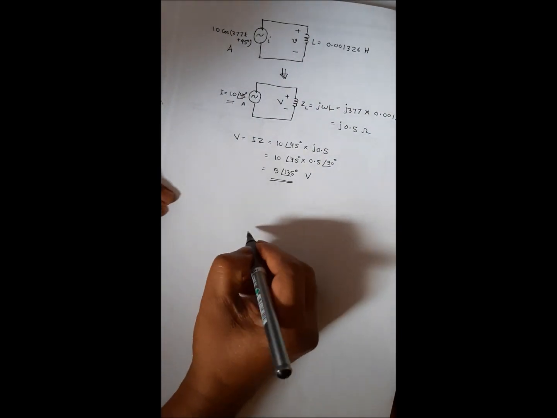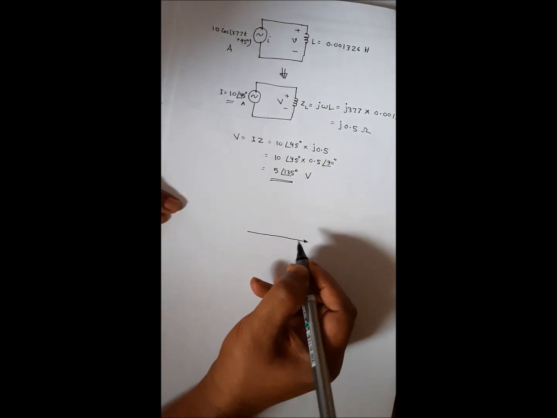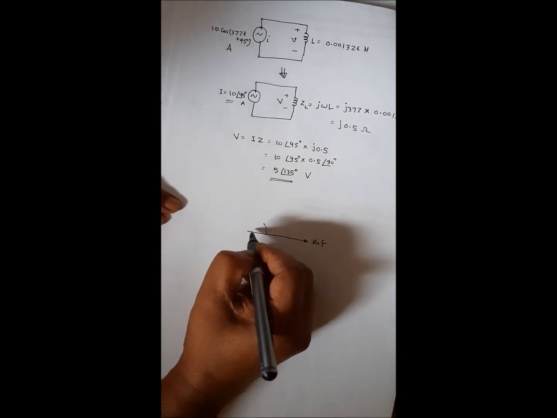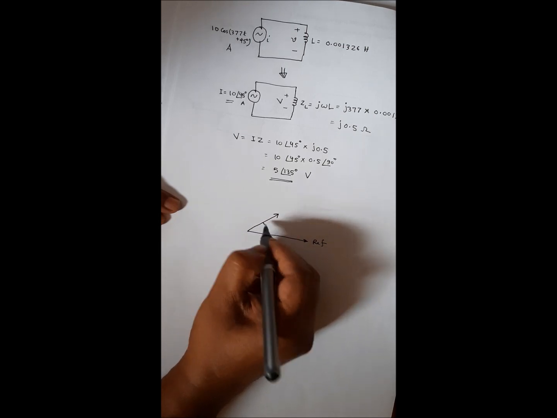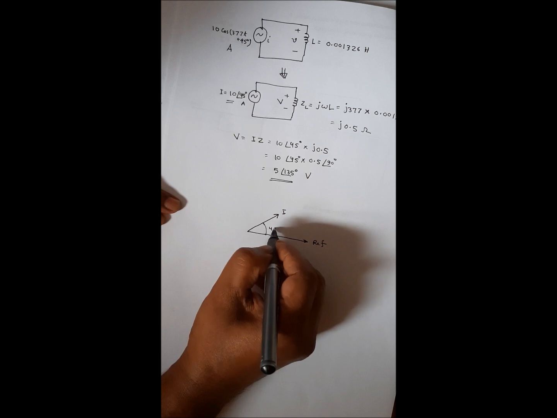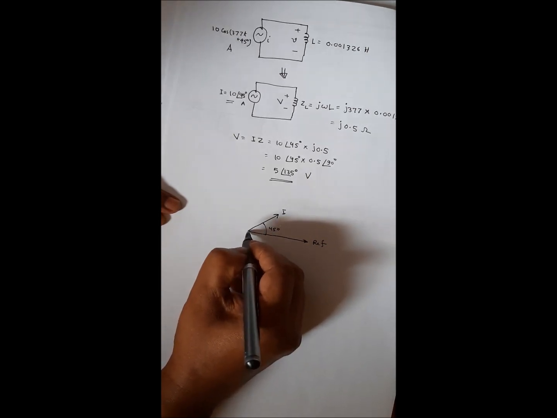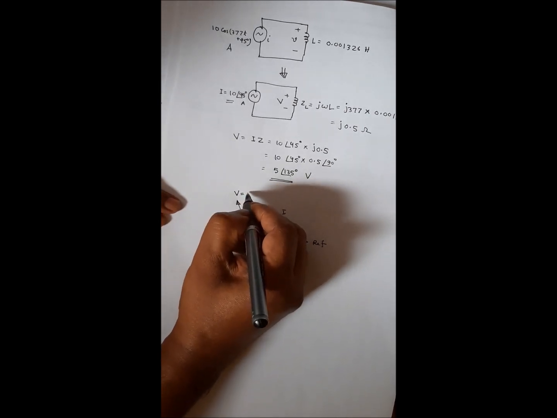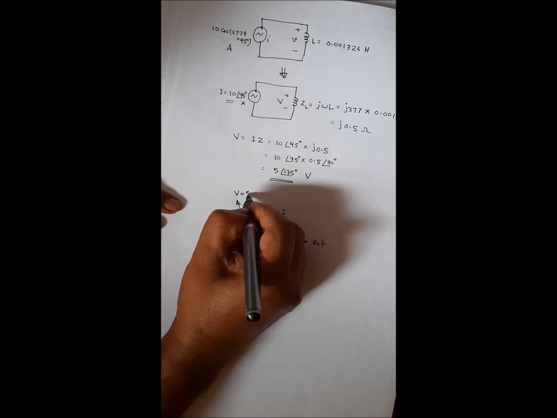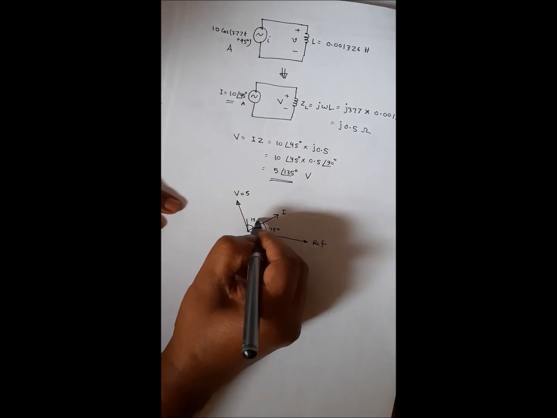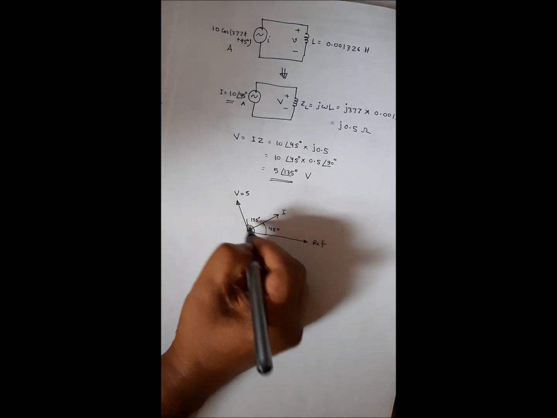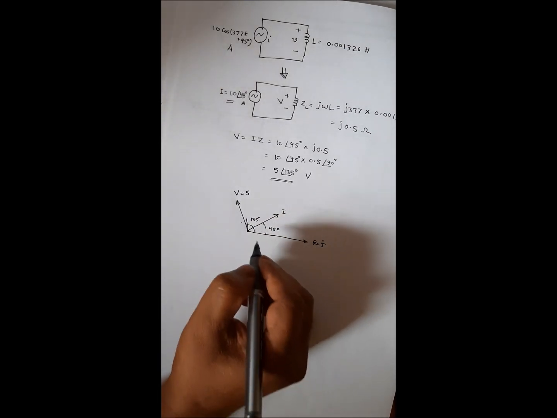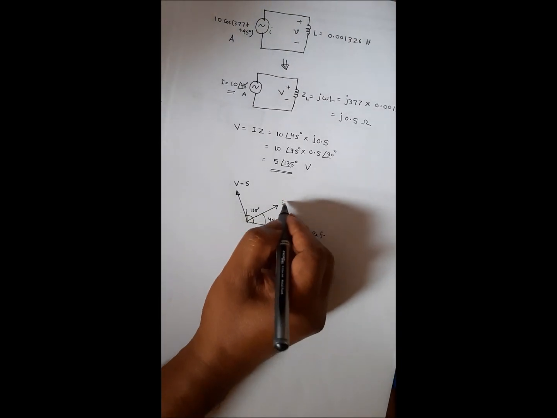Now if you want to draw the phasor diagram, let me think this is my reference line, and I have to go 45 degrees, and this is my current I at 45 degrees. Then 135 degrees is the voltage, 5 at an angle of 135 degrees. Again the phase angle difference between voltage and current is 90 degrees, and here you see the current lags.